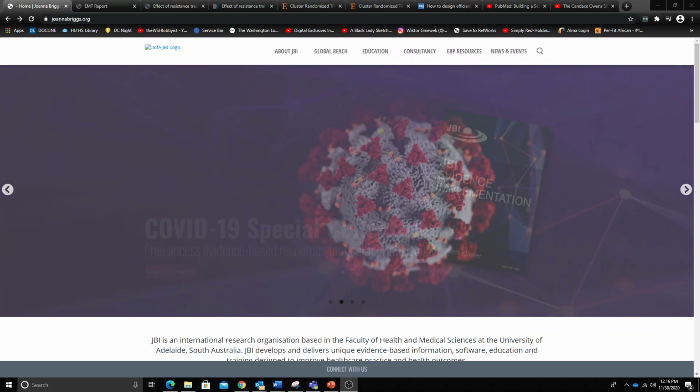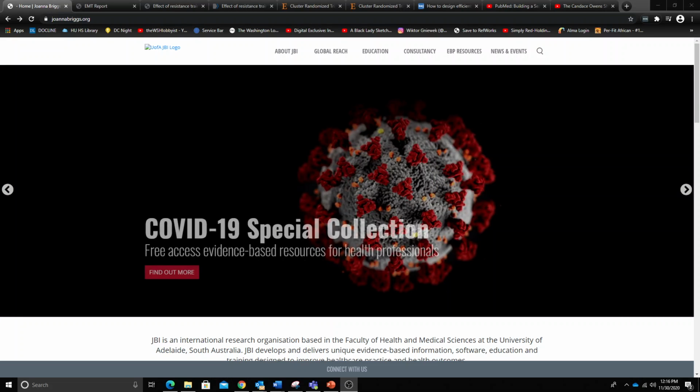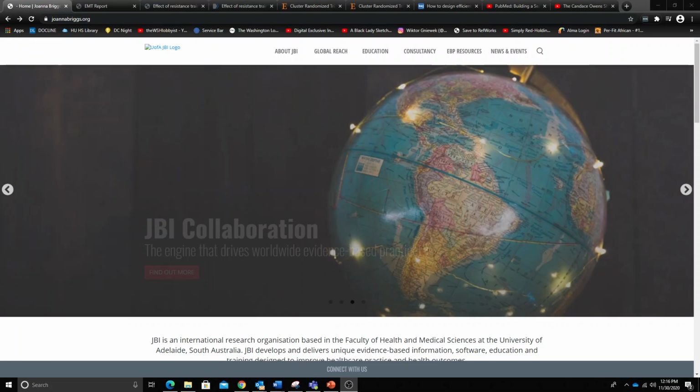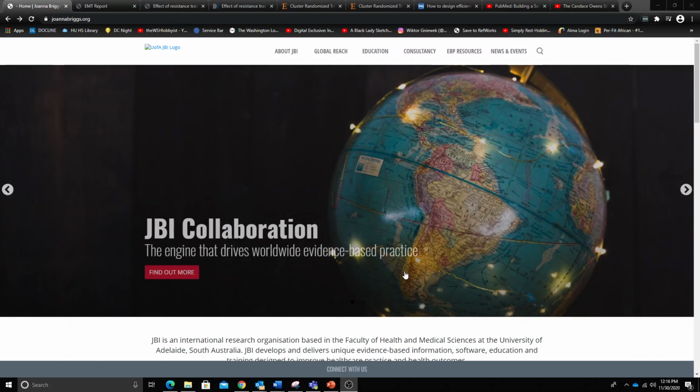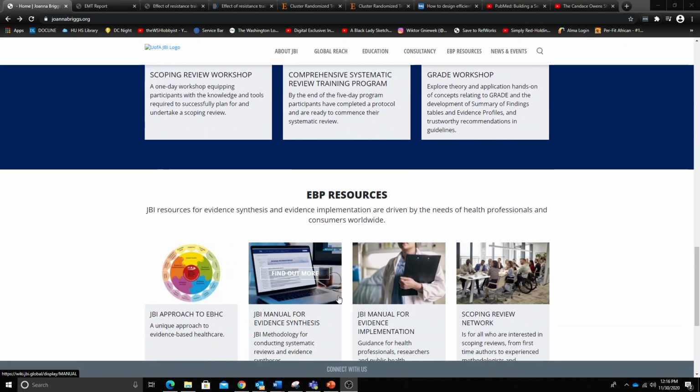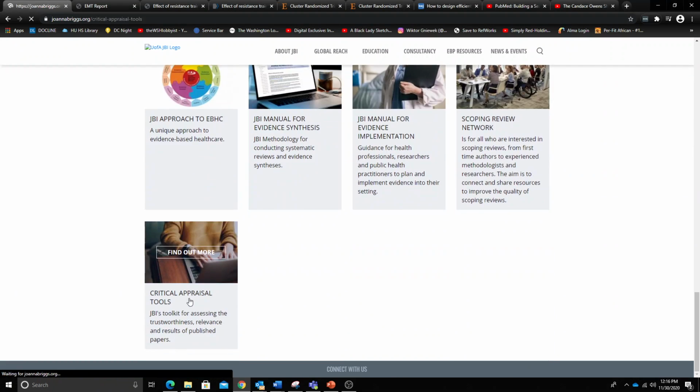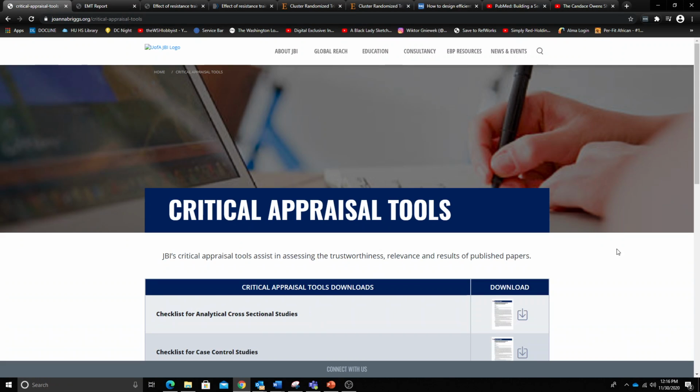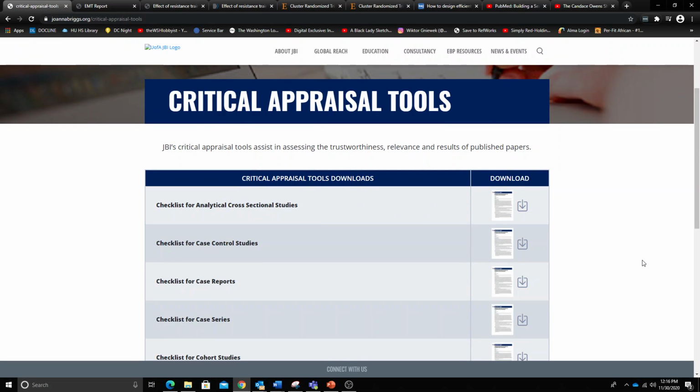You can access the critical appraisal tools by going to www.joannabriggs.org. Scroll to the bottom of the page and select Critical Appraisal Tools. This will bring you to a page with different options for different study types. Since randomized clinical trials are the gold standard, I will illustrate some of the functionality of critical appraisal tools on that basis.